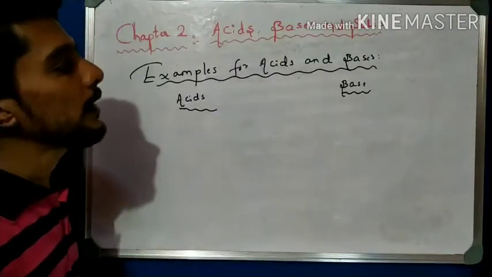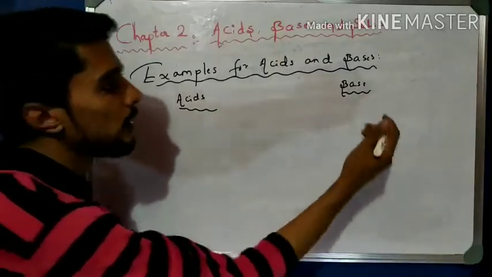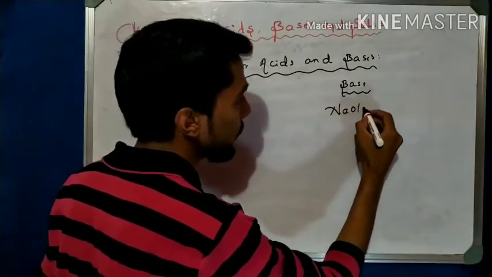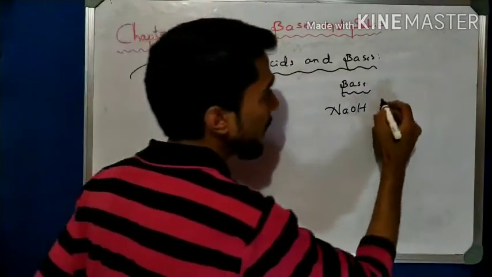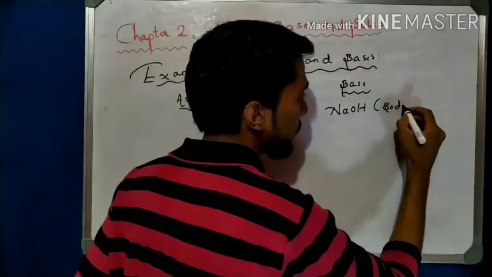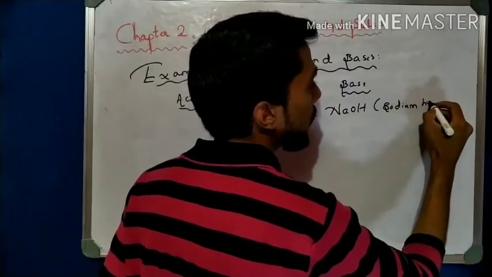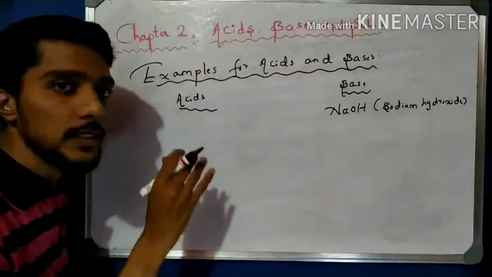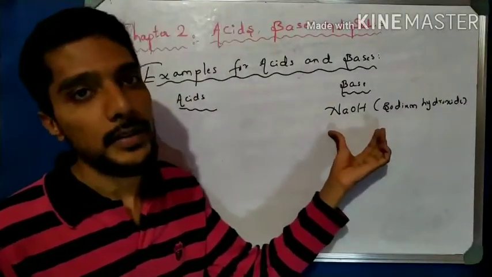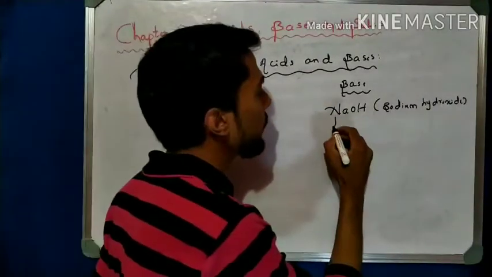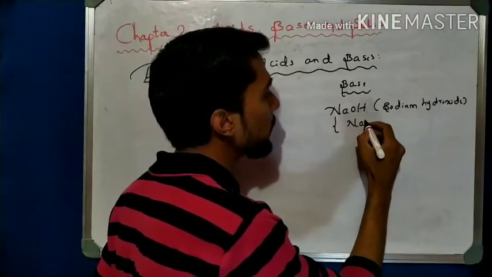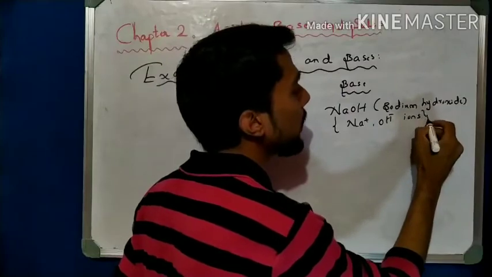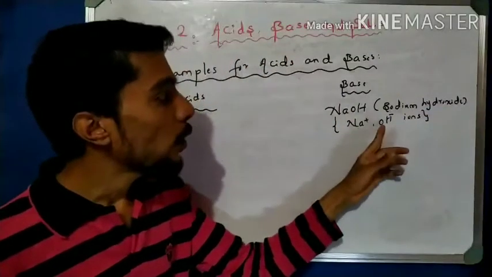So I can take bases first, because there are some examples. One is potassium hydroxide, another is sodium hydroxide. I write the name here: sodium hydroxide. This is the number one example for a base. Here we have Na plus and OH minus ions.